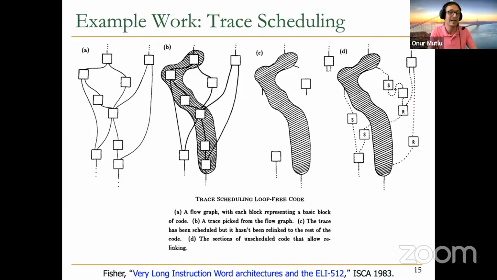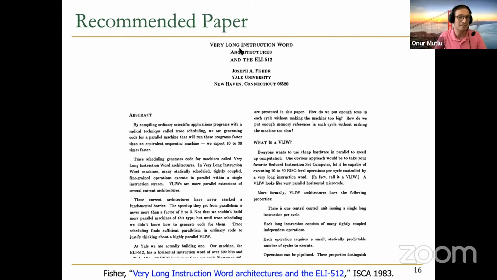So this is the idea of trace scheduling. It's a very powerful idea employed in modern compilers. Later ideas actually superseded trace scheduling, as we will see. And I would recommend this paper that I mentioned earlier. This is the very long instruction word architectures and the ELI 512 paper.